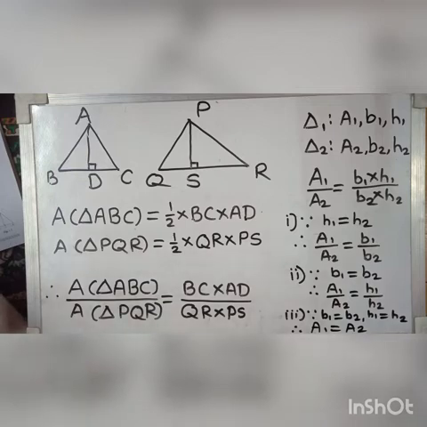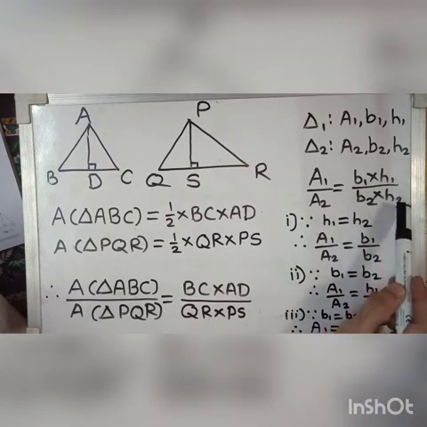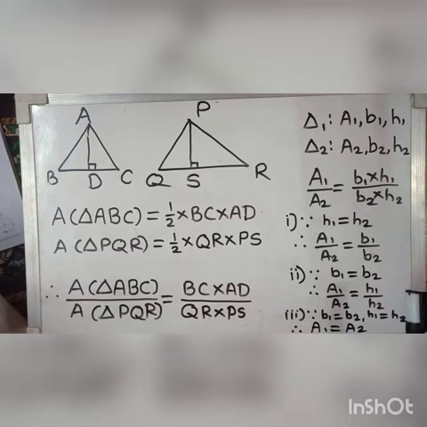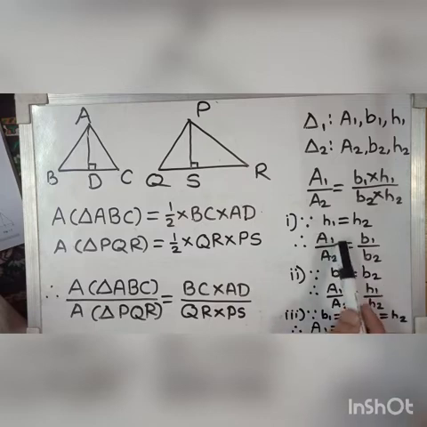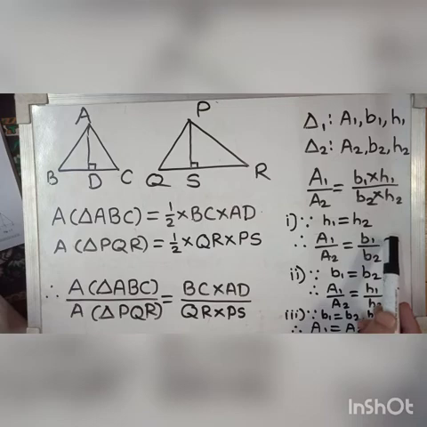Now special cases. If two triangles have equal or same heights, say H1 is equal to H2, then A1 upon A2 is B1 upon B2 because H1, H2 gets cancelled. So if two triangles have equal heights or the same height, then the ratio of areas of two triangles is equal to the ratio of corresponding bases.